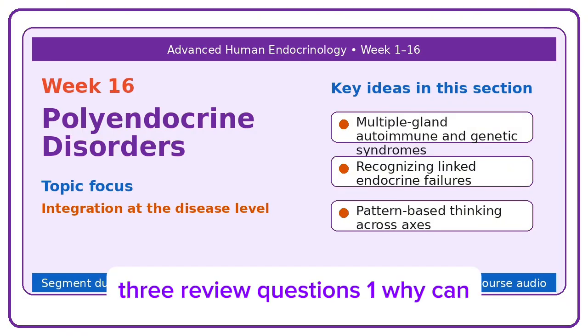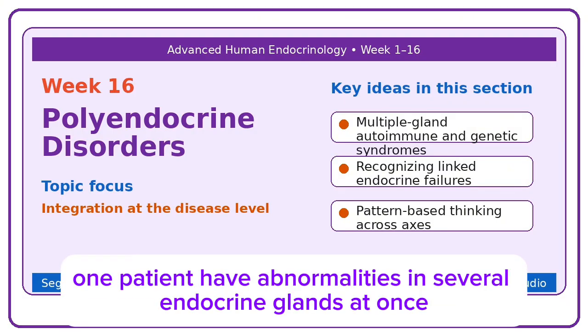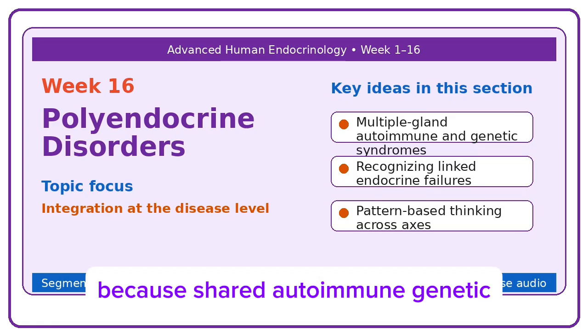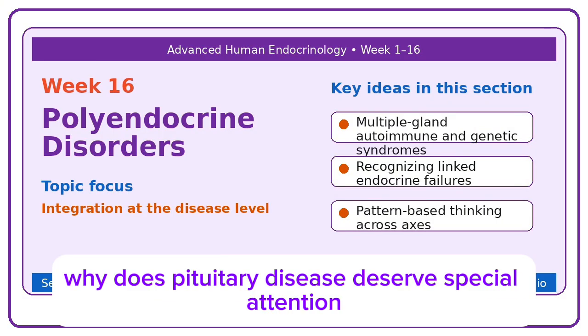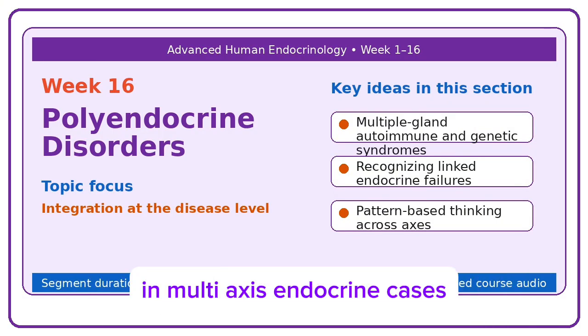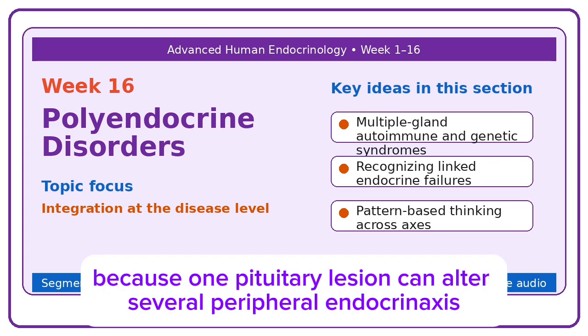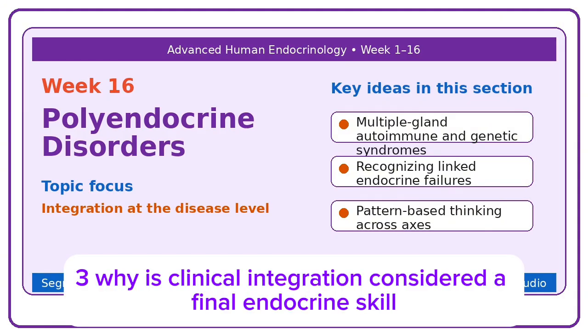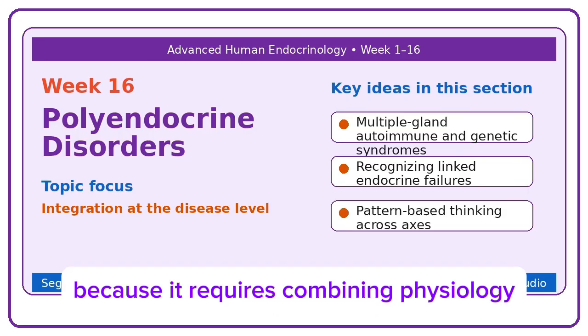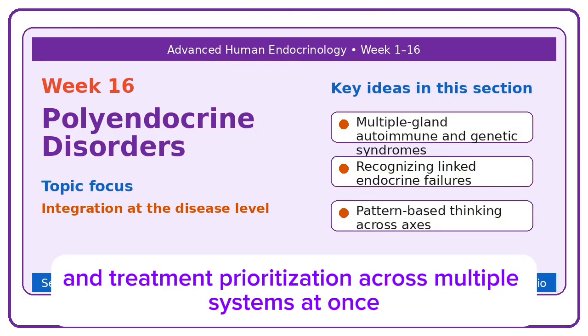Review questions. 1. Why can one patient have abnormalities in several endocrine glands at once? Because shared autoimmune, genetic, tumor-related, or regulatory mechanisms can affect more than one endocrine organ or axis. 2. Why does pituitary disease deserve special attention in multi-axis endocrine cases? Because one pituitary lesion can alter several peripheral endocrine axes simultaneously, creating a broad endocrine phenotype. 3. Why is clinical integration considered a final endocrine skill? Because it requires combining physiology, feedback logic, pattern recognition, and treatment prioritization across multiple systems at once.